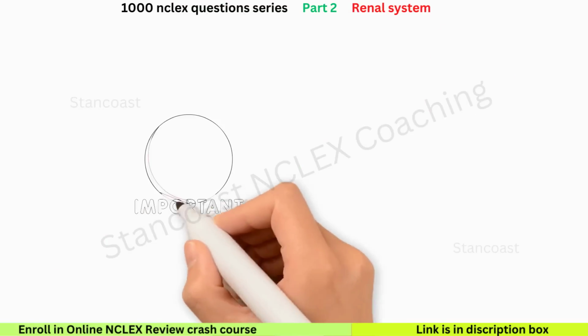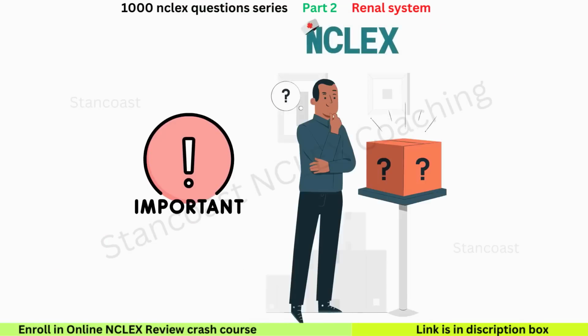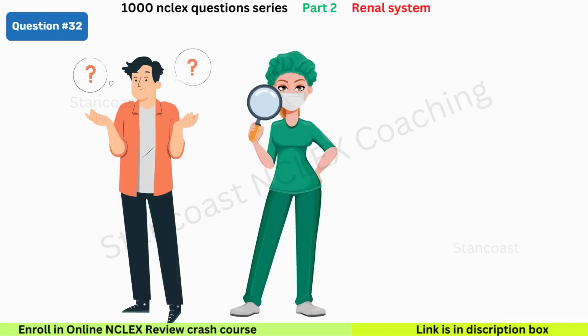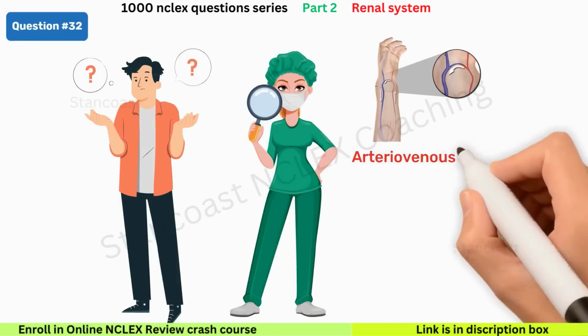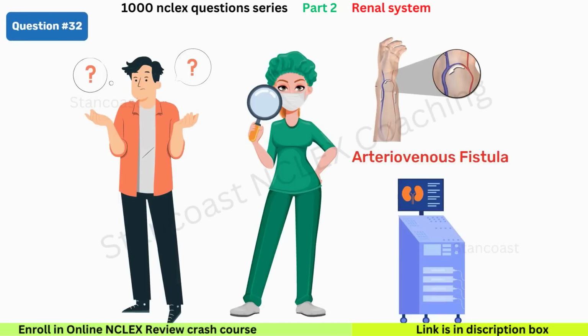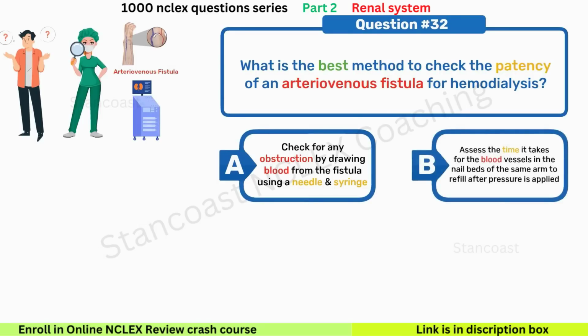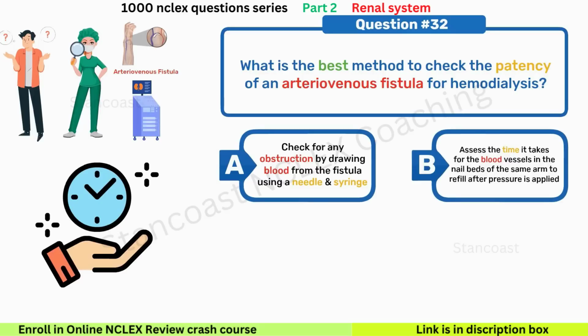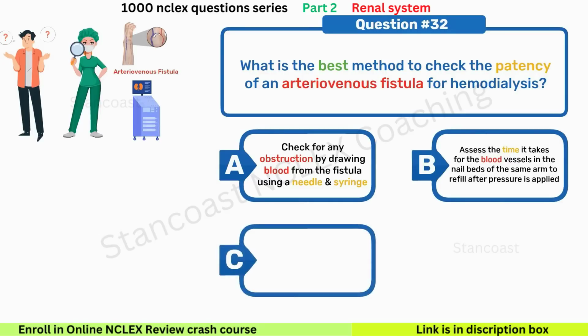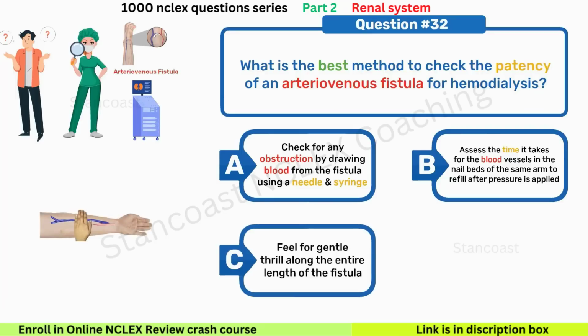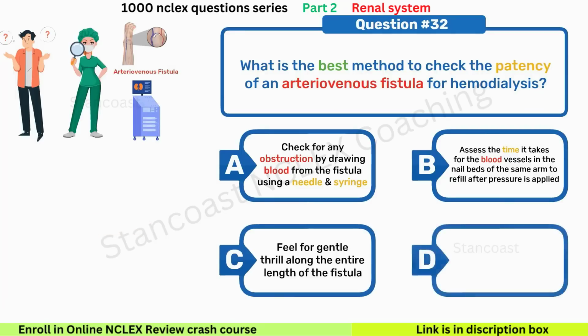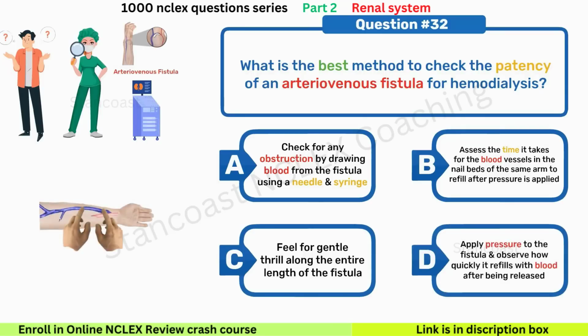Let's move on to another crucial NCLEX question and answers. What is the best method to check the patency of an arteriovenous fistula for hemodialysis? A. Check for any obstruction by drawing blood from the fistula using a needle and syringe. B. Assess the time it takes for the blood vessels in the nail bed of the same arm to refill after pressure is applied. C. Feel for gentle thrill along the entire length of the fistula. D. Apply pressure to the fistula and observe how quickly it refills with blood after being released.